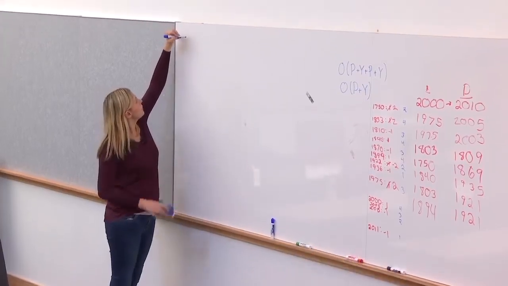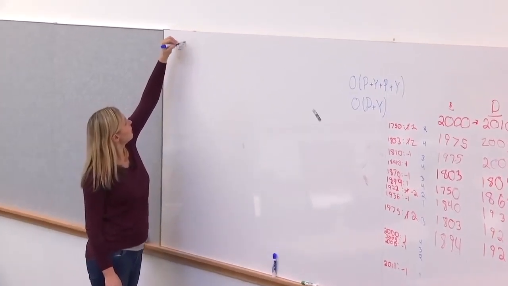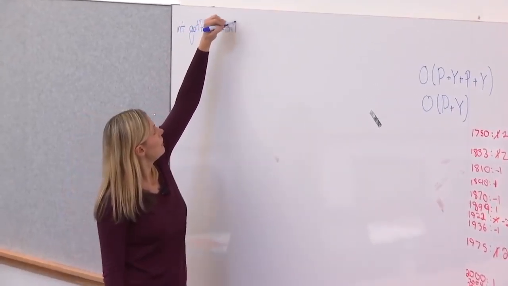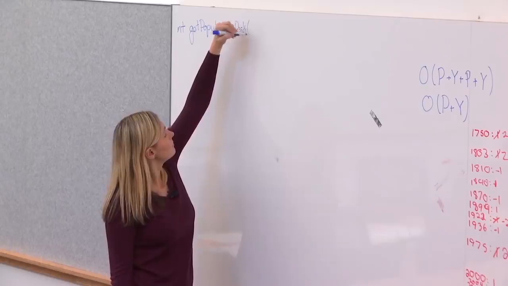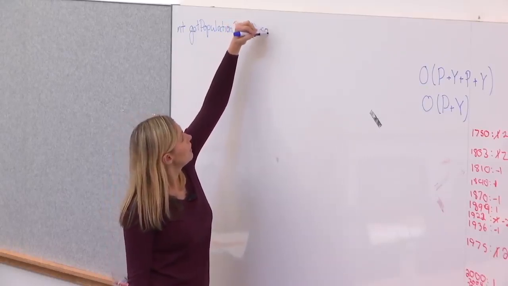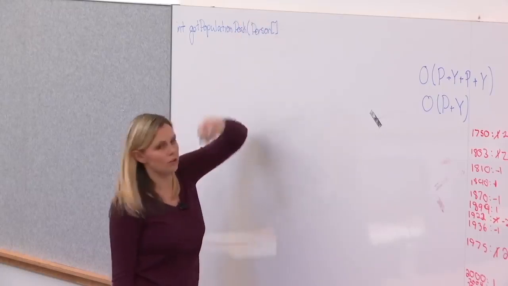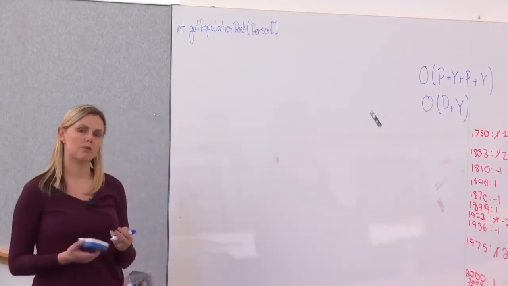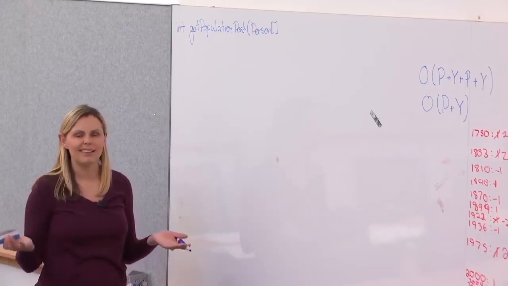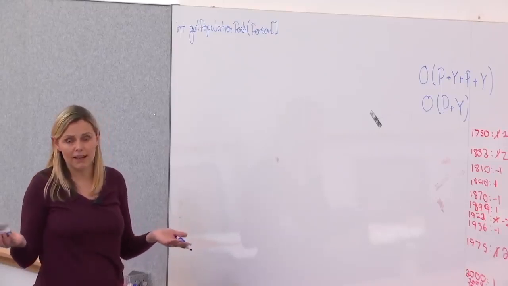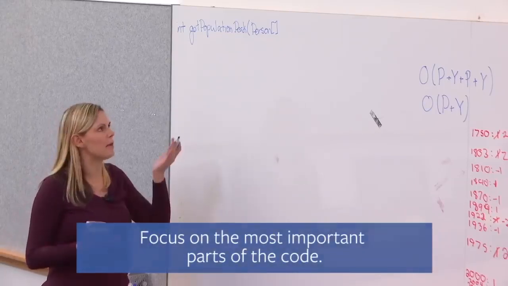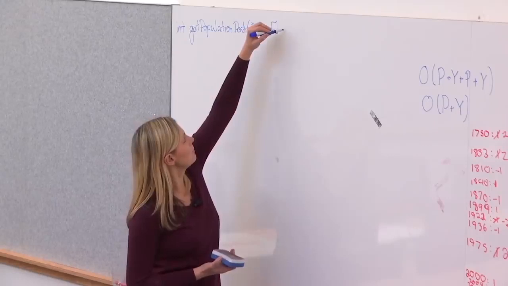I'm going to write as far over and as far up as I can. Int getPopulationPeak, and that's going to take in an array of people. I'm going to use a person object. I'm not going to worry about writing out the class for this because, honestly, is it really that interesting? A person class has a birth and a death. Ask your interviewer to validate, but I'm not going to write it out because it's really not very interesting.